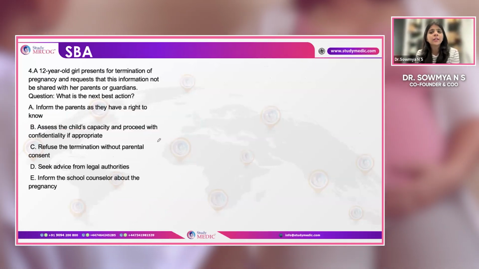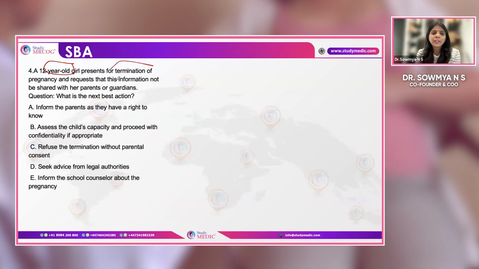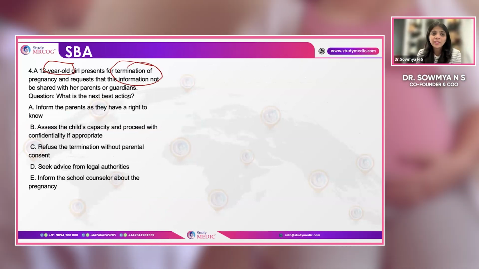So here again, we are talking about a 12-year-old girl who is coming for termination of pregnancy, and she says nobody knows about it. What is the next best action?